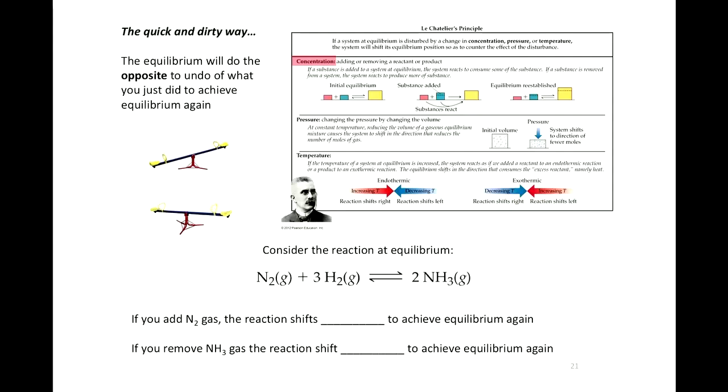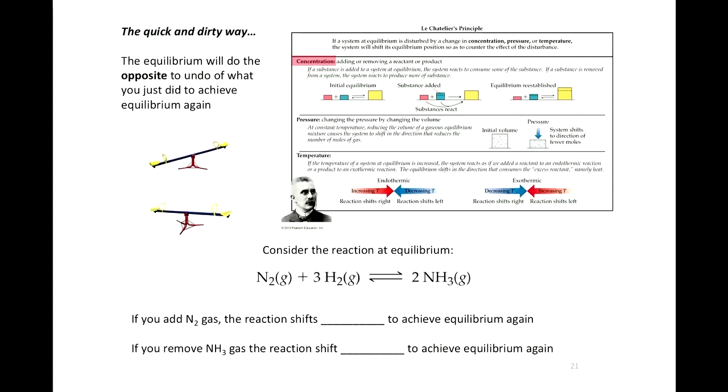And so for reactions, there are 3 ways we can disrupt an equilibrium. We can either change concentrations of stuff, we can change pressure by changing volumes of gases, or we can change temperature. Those are the 3 ways we can screw up an equilibrium, and the equilibrium has to readjust itself to accommodate how you screwed it up.